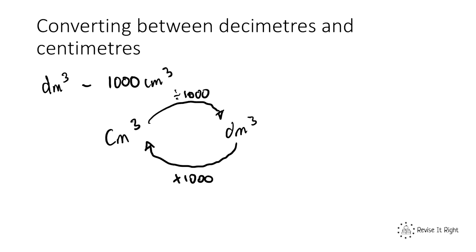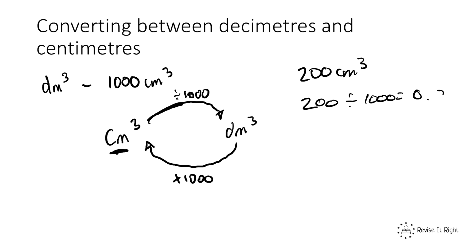So let's go through a worked example. We have 200 centimeters cubed, and we want to convert that into decimeters cubed. We have centimeters cubed, so to get to decimeters cubed we need to divide by 1,000. 200 divided by 1,000 gives you 0.2 decimeters cubed. So 200 centimeters cubed is equal to 0.2 decimeters cubed.